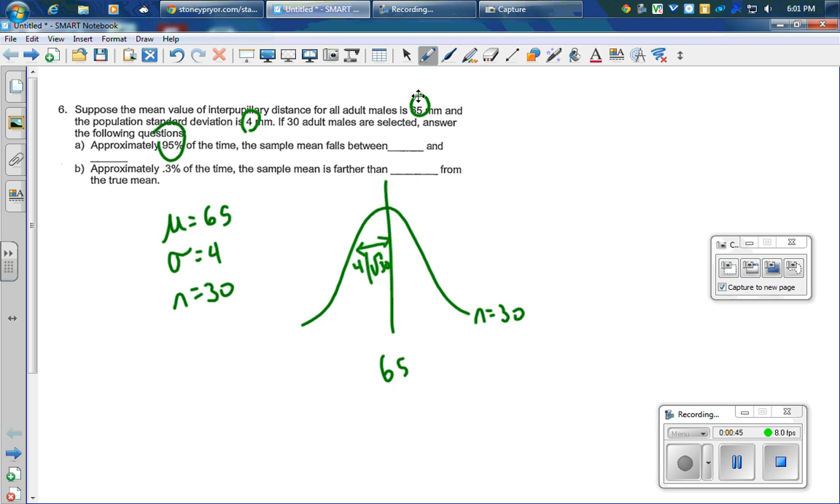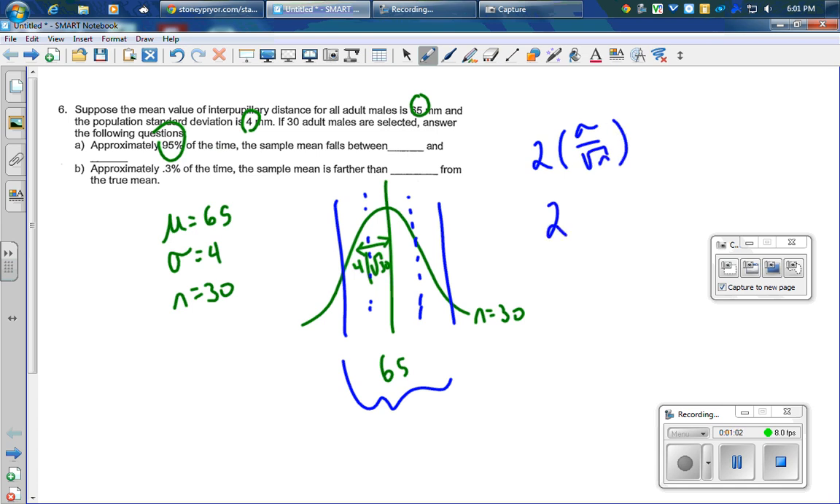I'll recall that that's 68, 95. So 95% of the data is in here. 95% of the data is within 2 standard deviations. So 2 of these standard deviations. And I don't know this off the top of my head, so watch me pull a rabbit out of my hat.